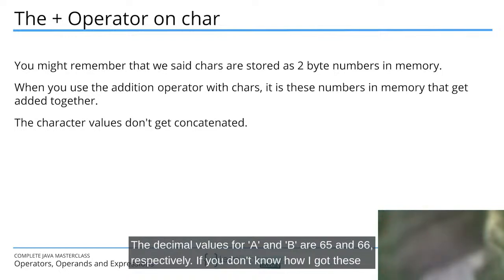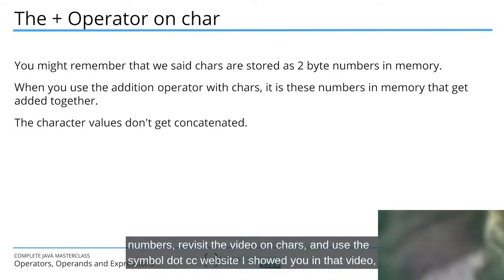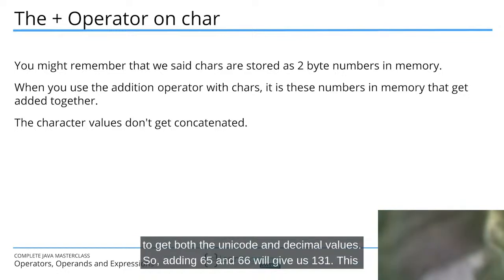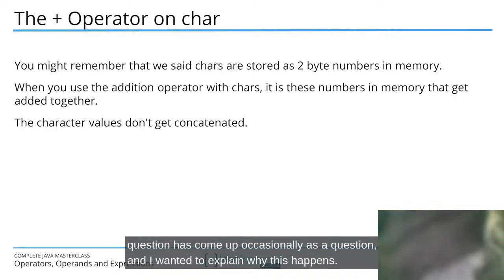The decimal values for A and B are 65 and 66 respectively. If you don't know how I got these numbers, revisit the video on chars and use the symbol.cc website I showed you in that video to get both the Unicode and decimal values. So adding 65 and 66 will give us 131. This question has come up occasionally, and I wanted to explain why this happens.